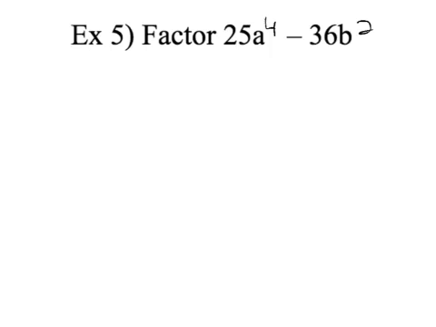Last example, 25a to the fourth minus 36b squared. It is 2 terms. There is not a greatest common factor because there's an a in one and b in the other. There's no common letter. There's nothing we can divide 25 and 36 by. So we need to look to see if they are perfect squares. 25 is a perfect square. A to the fourth is a perfect square. So my first term is good. My second term, 36, is a perfect square, and so is b squared. So we can factor by difference of perfect squares.